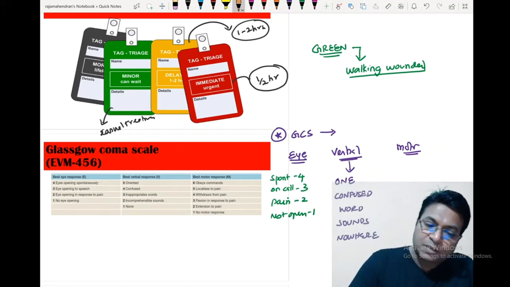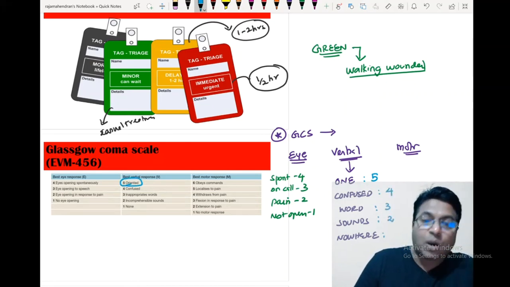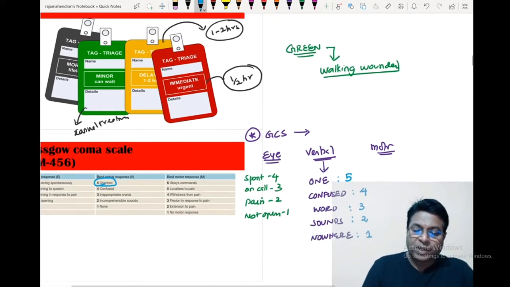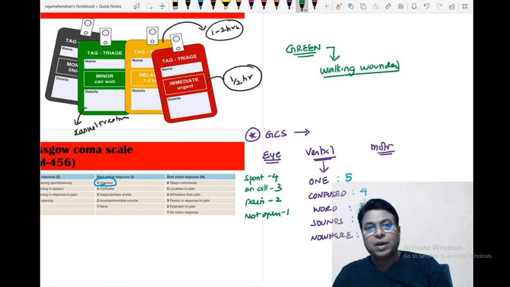So for verbal response, please remember, one confused word sounds nowhere. So 5, patient is oriented. Confused 4, inappropriate words 3, inappropriate sounds 2, no sound at all is 1. That is simple. You remember the mnemonic, you can answer the question. One confused word sounds nowhere is the mnemonic for verbal.